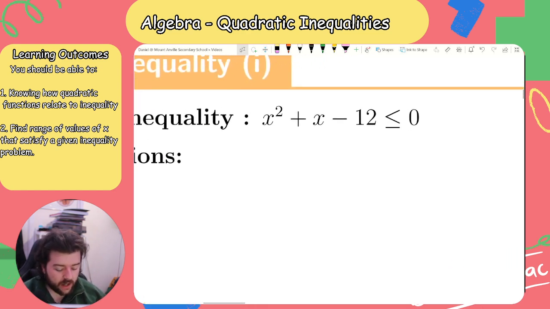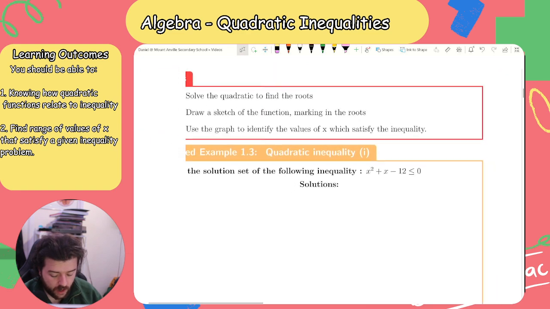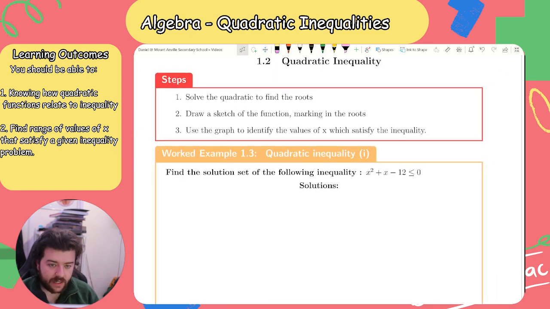Well, it is an inequality that looks like this. I have a quadratic on one side and it's going to be greater than or less than 0 or some number. So how do I solve these quadratic inequalities? First, I need to solve the quadratic and find its roots. You then draw a sketch of the quadratic, marking where the roots are. Then you use your graph to identify if you're looking above or below the x-axis, and we find the values of x that satisfy this. Again, no point me telling you what to do, better off just doing it.